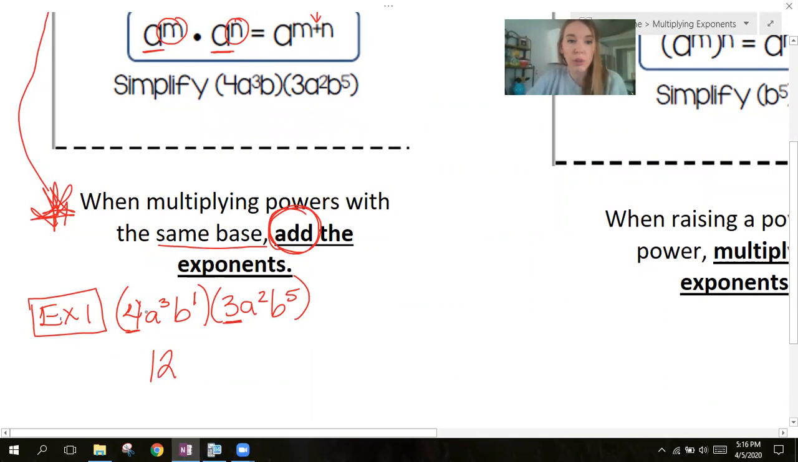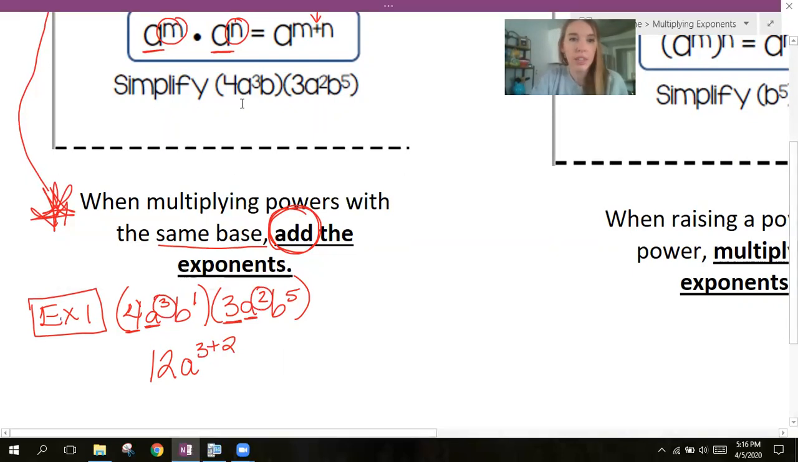Now we're going to multiply this term. We can see that a and a have the same base. You can't multiply a times b. Those are two different terms, so just focus on the ones that have the same base. So that's a, and then we take the exponent 3 and the exponent 2 and add those two together. I'll leave it like this and we'll simplify in a second.